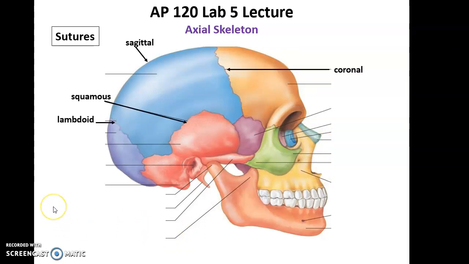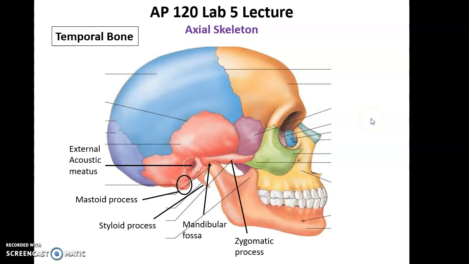We also have sutures. Again, sutures are fibrous joints that are immobile, and when they're between bones in the skull, that's why they're called sutures. So the ones we have to remember are the lambdoid suture between the occipital bone and the parietal bones, the sagittal suture between the right and left parietal bones, the coronal suture between the frontal bone and parietal bones, and the squamous suture between the temporal bone and the parietal bone. And there's a right and left squamous suture.